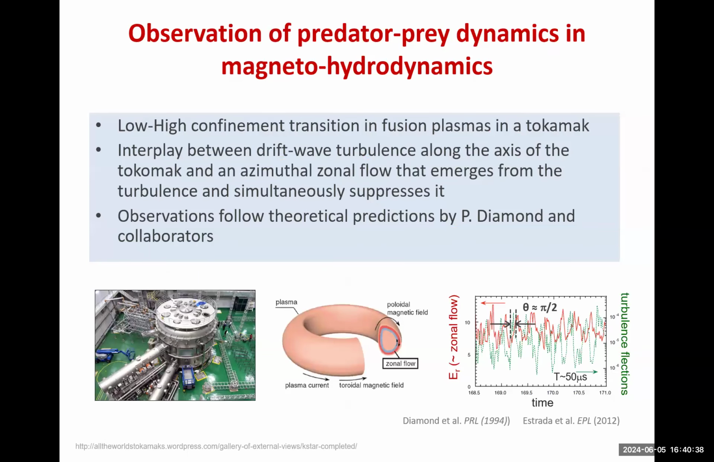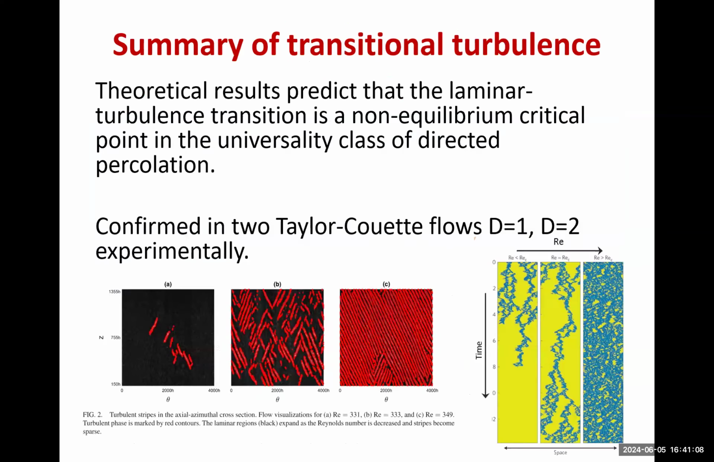Then can you see predator-prey dynamics? Well, the first person who predicted predator-prey was Pat Diamond, not in pipe flow, but in magnetohydrodynamics and tokamaks. He made this prediction in 1984, and it was not until 2012 that they were able to observe these things in the tokamak. So you have the same thing. The turbulence goes along like this, and then there's a mode that goes around the outside. So you can see these things. And that's how you can know that the turbulence transition is in the non-equilibrium universality class of directed percolation.